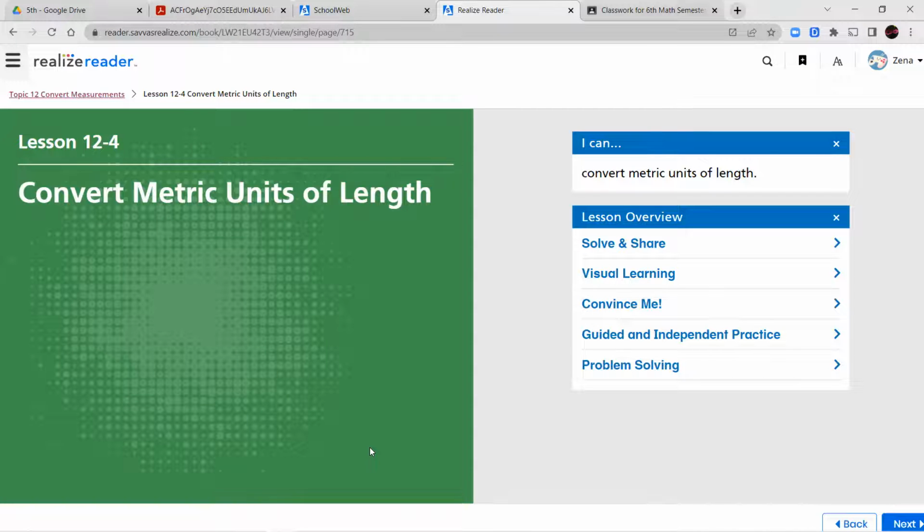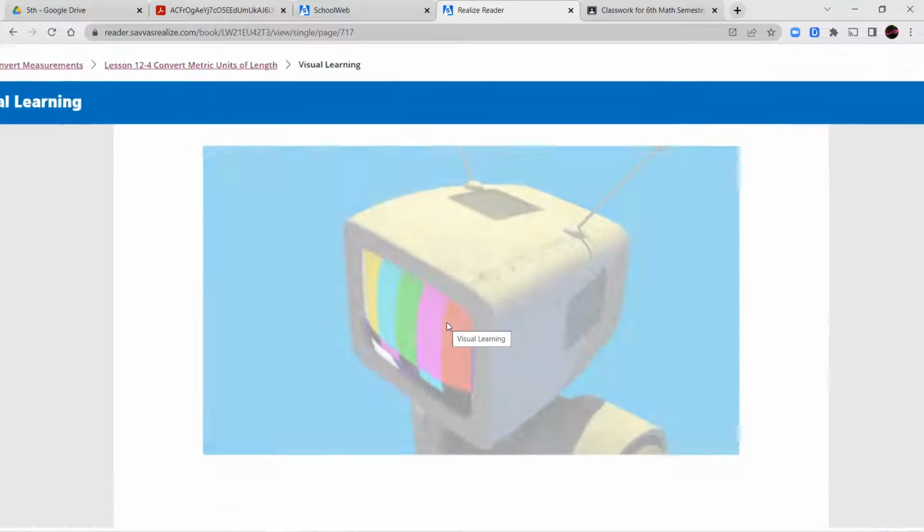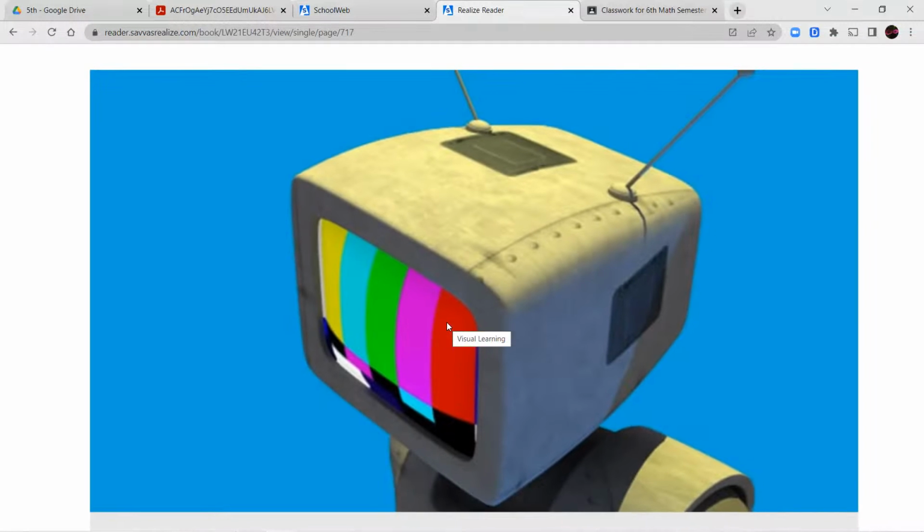Hello and welcome to lesson 12-4. In this lesson, we're going to switch away from customary units and move into metric units. So for this lesson, we're going to work on converting metric units of length. Now let's go ahead and watch our short video lesson and then jump into our notes and guided practice together.